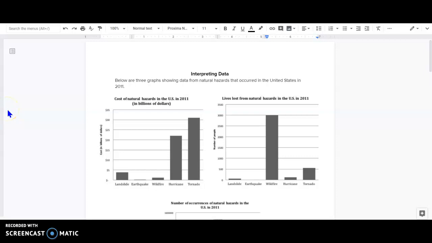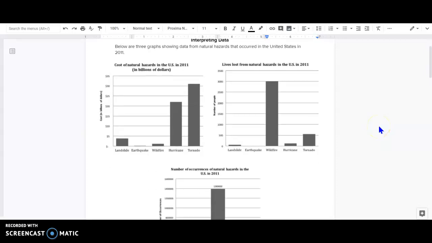Hi, ladies and gentlemen. This is the interpreting data assignment that was due last Friday. As I'm going through and reading and grading these, I'm fairly disappointed in your answers, to be honest. So I want to go back through and make sure you understand what was asked of you.